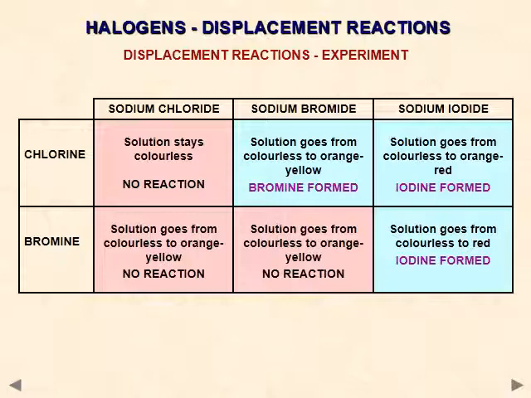In the case of bromine, you will see no reaction with sodium chloride, and no reaction with sodium bromide, because bromine cannot displace bromide ion as well. And when you add it to sodium iodide, you will see a reaction and you will see that iodine is formed. So a yellow brown solution of iodine will form and some of the solid purplish black iodine will also settle down.